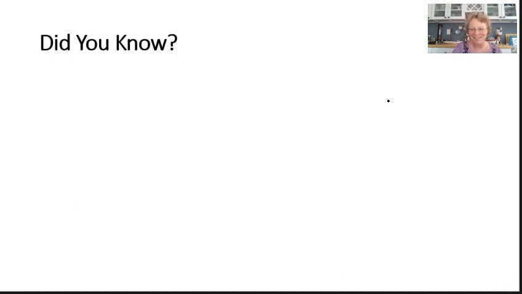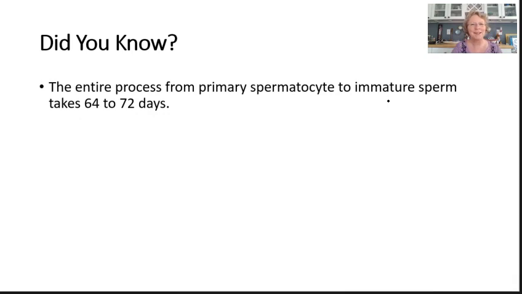So, did you know the entire process from primary spermatocyte to immature sperm takes about 64 to 72 days, but it's happening all the time from puberty on.